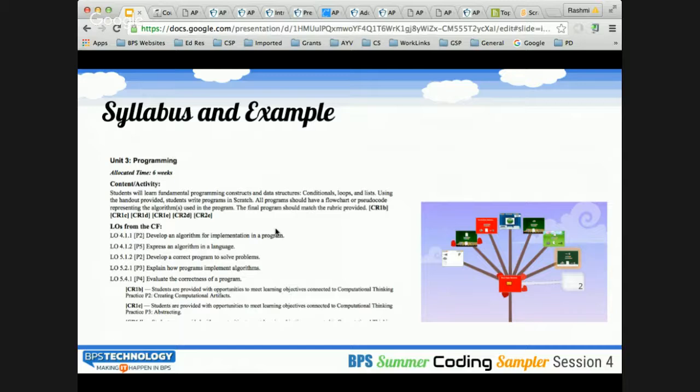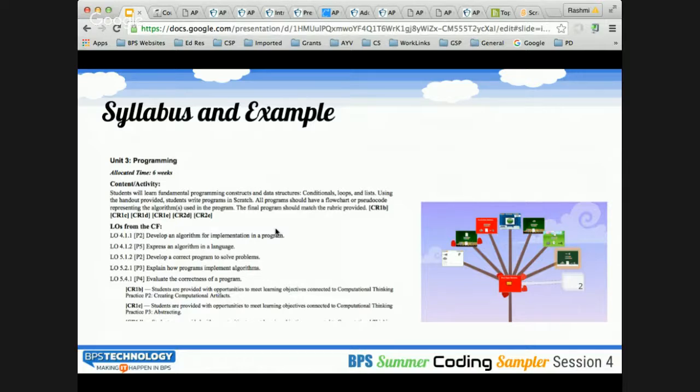They have to express an algorithm in a language. So they literally have a journal entry about how they came up with the algorithm, and why they want the components that they want in this game. So reasoning it out and then building that algorithm. They develop a correct program to solve problems. They're not yet building it, they're testing out smaller modules to see if they're working, and successful simpler modules come together to build up the program.